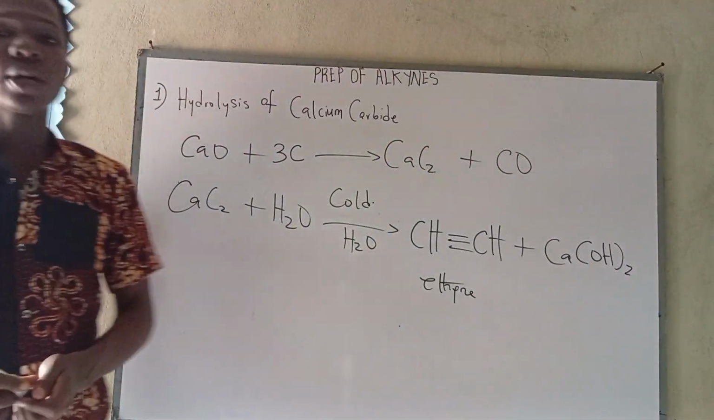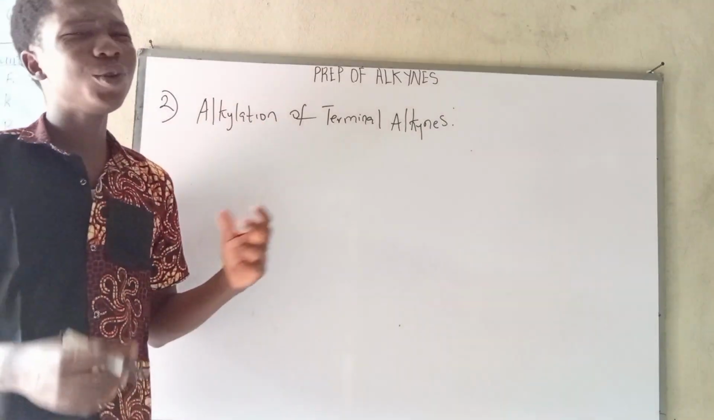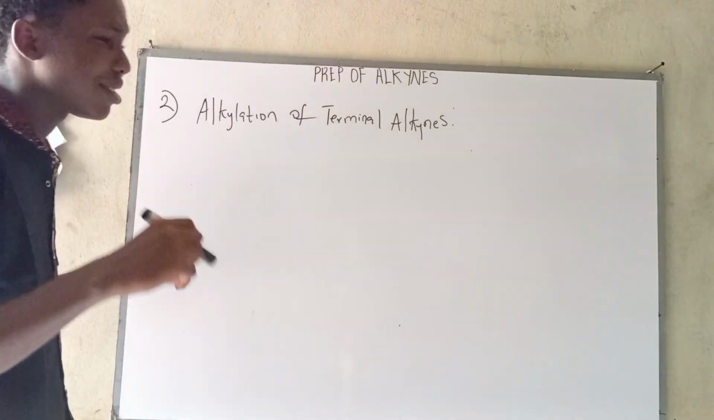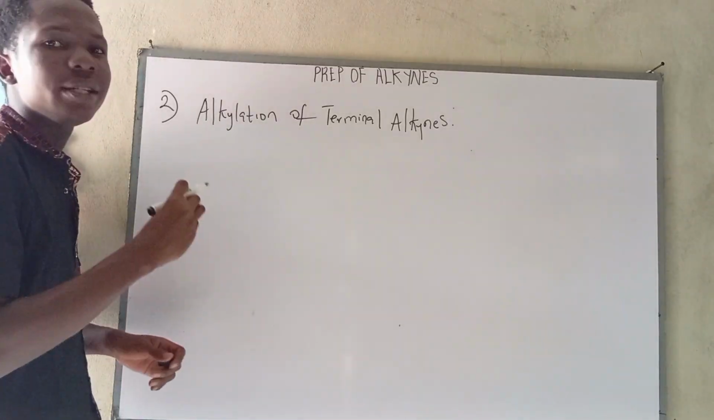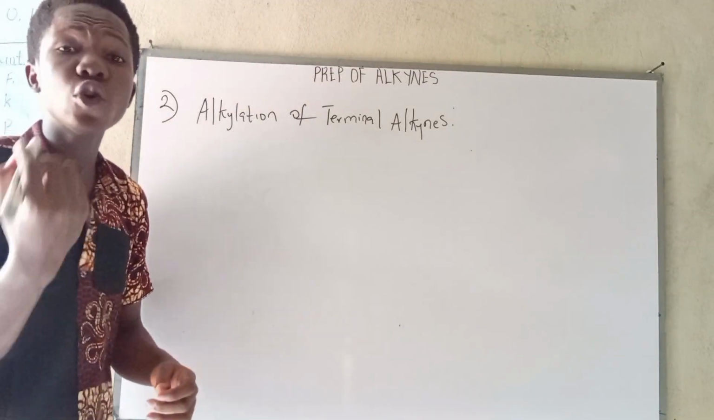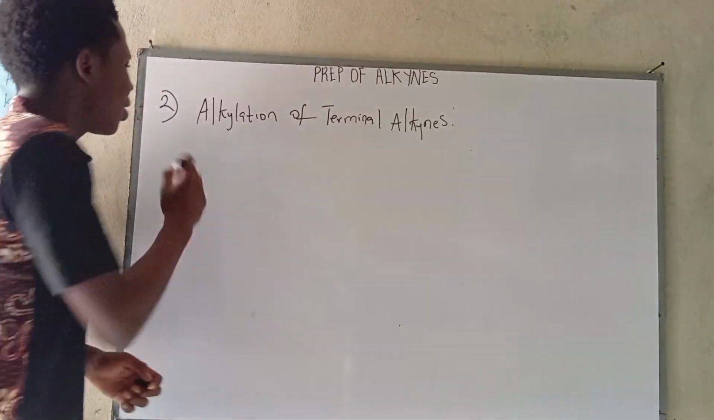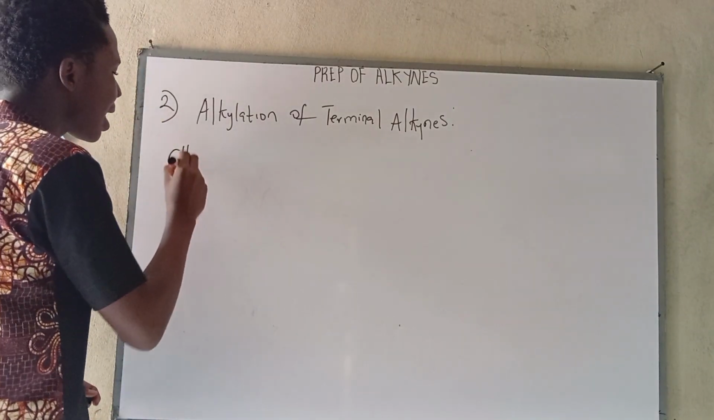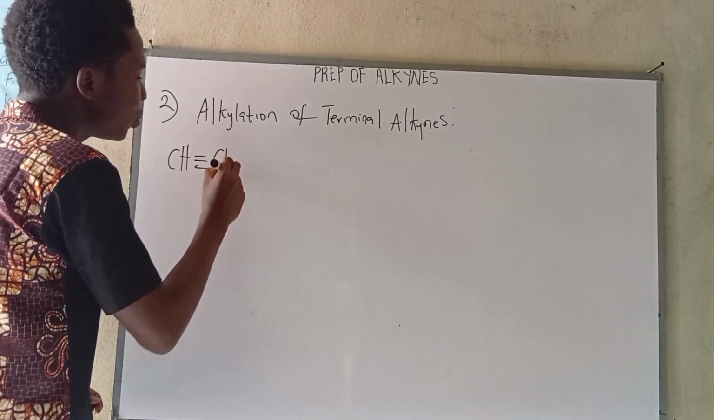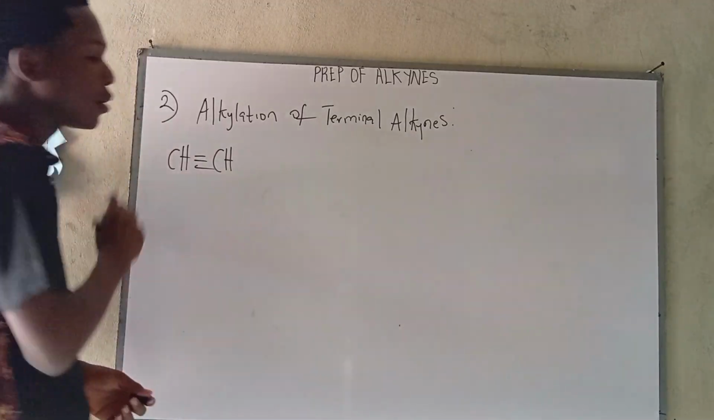Alright, so now let's look at the second preparation, the alkylation of terminal alkynes. Not to waste your time, let's get into the business right away. We are going to use a terminal alkyne for this reaction. But first of all, we need a very strong base. An example of that strong base is sodium amide. Alright, so now let's use ethyne. Ethyne is an example of a terminal alkyne because the triple bond is in the first carbon.